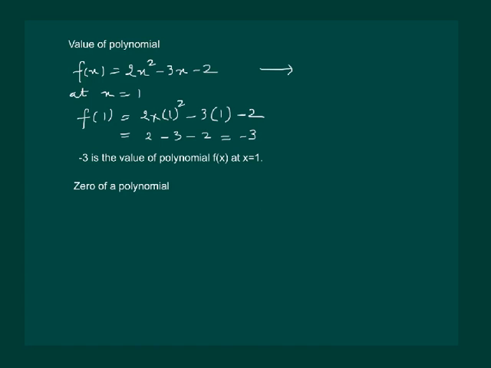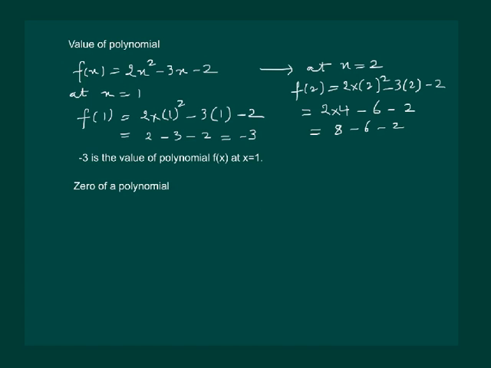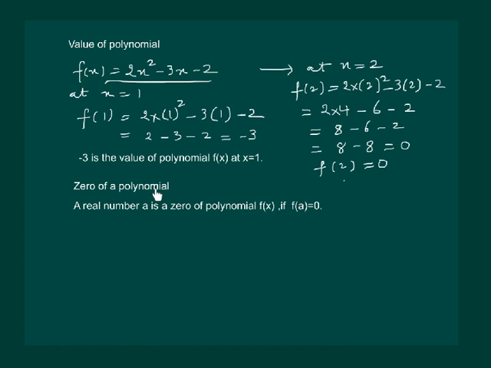Now suppose we find the value of f(x) at x equal to 2. Then f of 2 will be 2 into 2 square minus 3 into 2 minus 2. On solving further, we get 8 minus 8 equal to 0. So the value of f(x) at x equal to 2 is 0, and we can say that 2 is the 0 of the polynomial f(x). Now we are in a position to define the 0 of a polynomial. A real number a is a 0 of the polynomial f(x) if f of a equal to 0, like in this example. 2 is the 0 of polynomial f(x) equal to 2x square minus 3x minus 2.